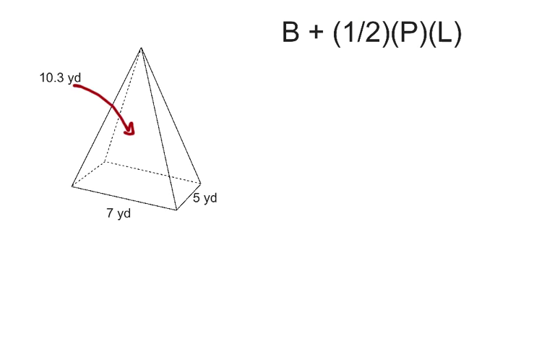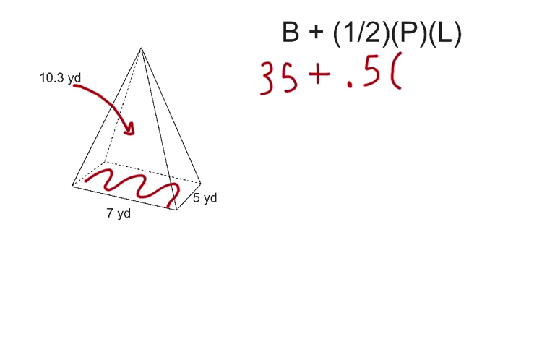Okay, now something a little different. Now this is a pyramid. The formula is just a little different. We don't have to multiply the base times 2 because there's only one base. So we're going to find the area of the base. Again, that's big B. Okay, there's my base. I identified it. 7 times 5, 35, plus 1/2. If you're using a calculator, you can just use 0.5.